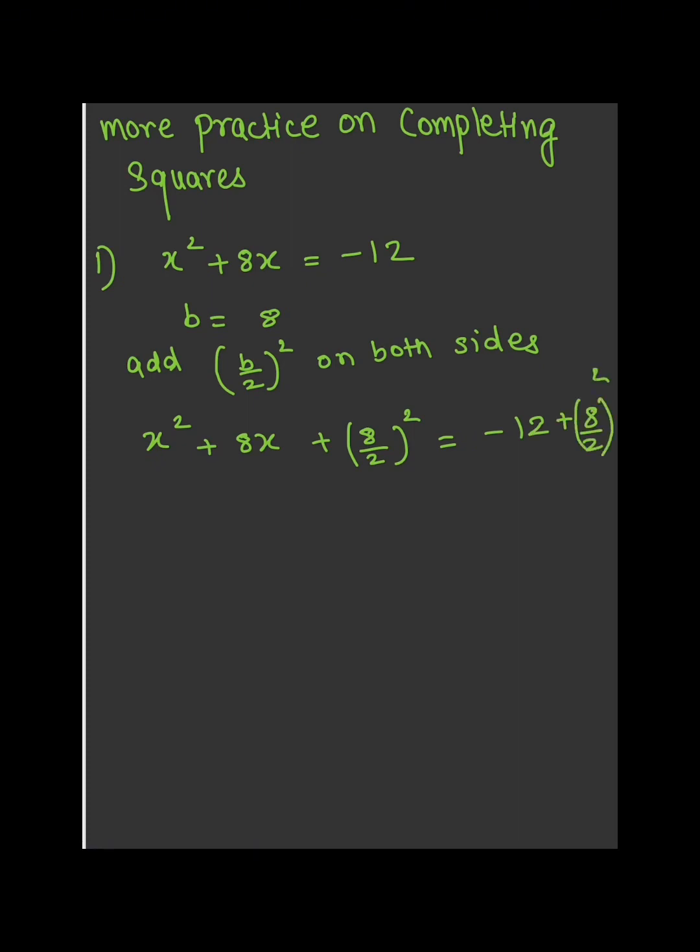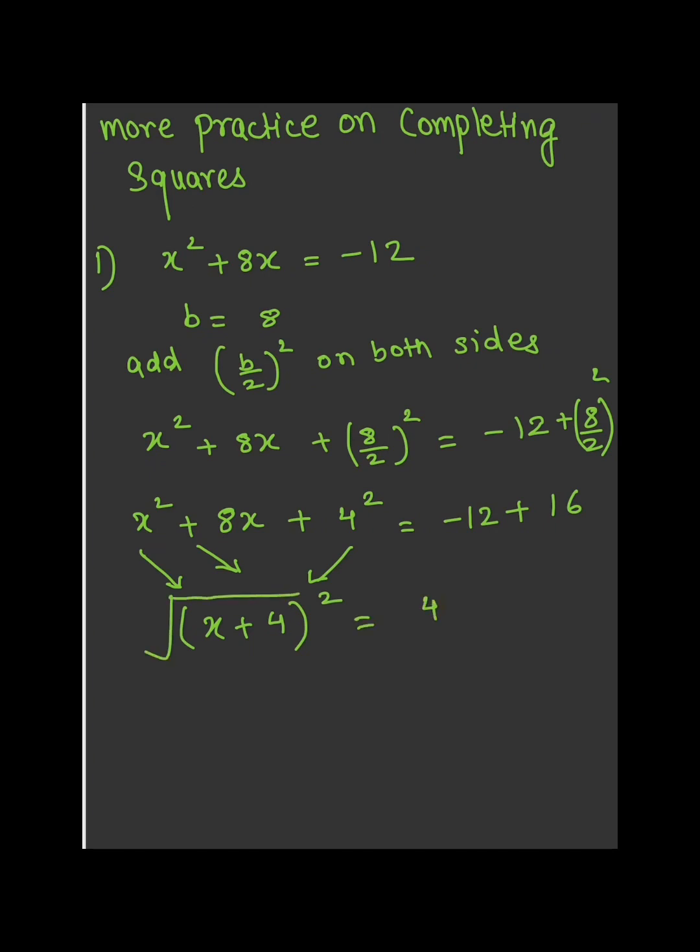Now remember, we are adding this on both sides because we are working on an equation, and whatever happens on the left side should also be done on the right side. x squared plus 8x plus 4 squared equals negative 12 plus 4 squared, which is 16. We will use the trick that we learned and take the x, the sign of the middle term, the last term that was supposed to be squared, and put a square sign.